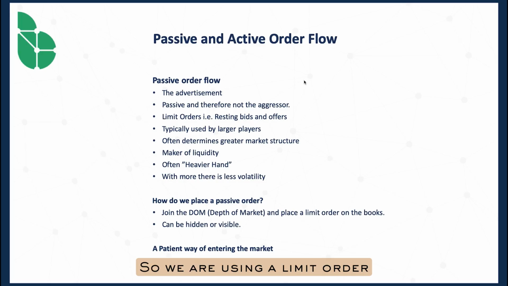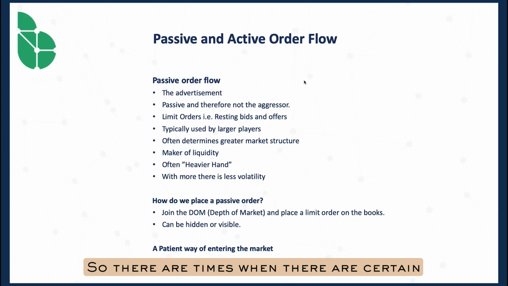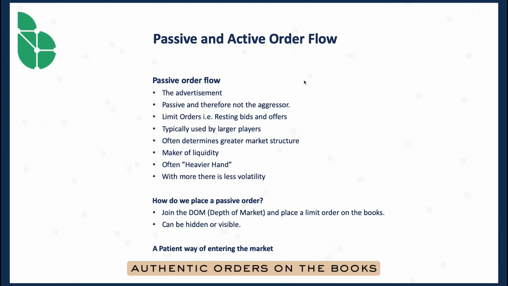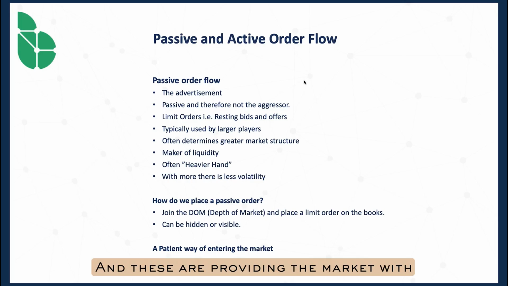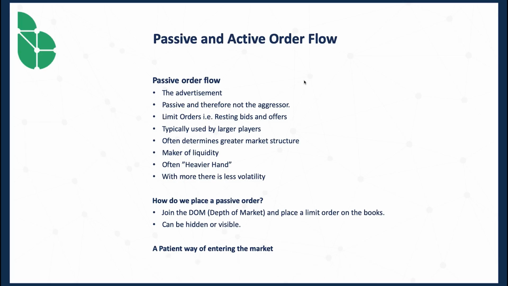All right, so we're using a limit order to enter or exit the market. And as a reminder, these can be hidden or they can be visible. There are times when there are certain authentic orders on the books, and we'll see at support that the bid will stack up. These are providing the market with a reason to be psychologically supportive of the move because we see that everyone is on the side of it. These can also be at resistance, where we'll see the offer stack up.